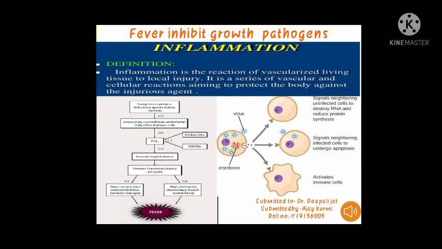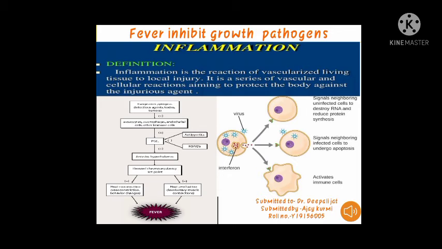Okay, so it is done by various means. First, during the fever, the hypothalamus elevates the body temperature, which in turn increases the metabolic rate of the body to get rid of the pathogens.